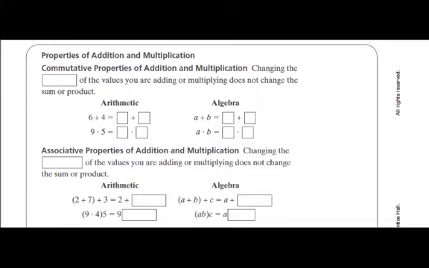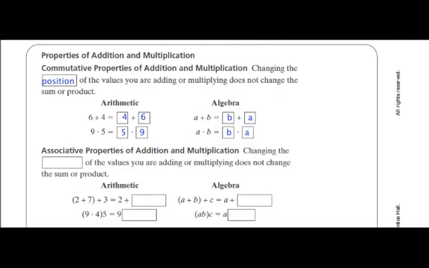Changing the position of the values you're adding or multiplying does not change the sum or product. In other words, you can rearrange the numbers and it won't change the answer. 6 plus 4 is the same as 4 plus 6. 9 times 5 is the same as 5 times 9. A plus B is the same as B plus A. A times B is the same as B times A.